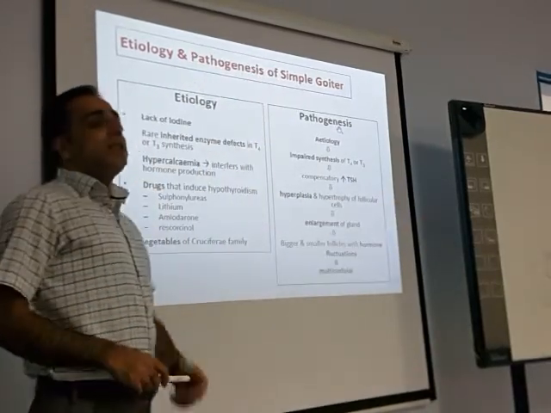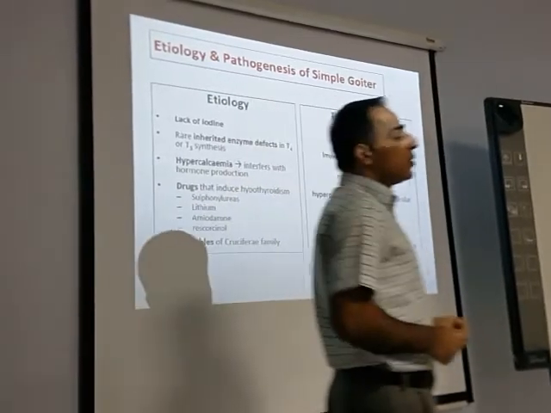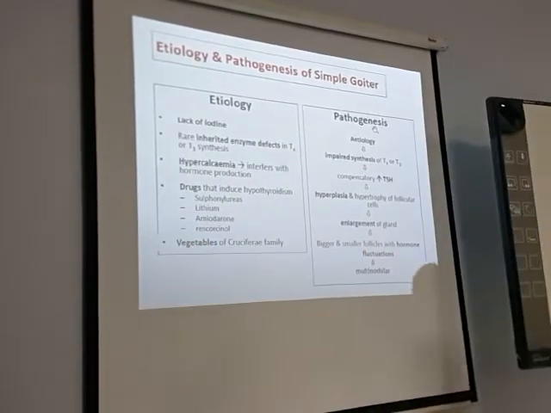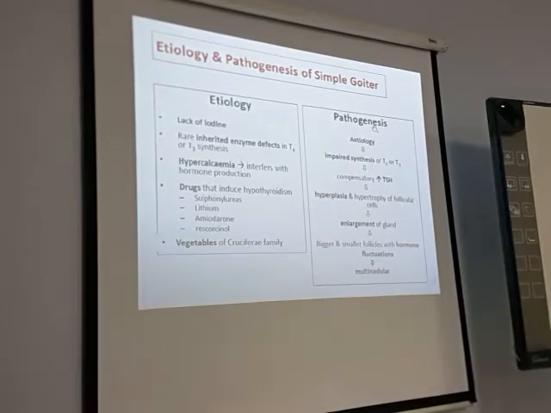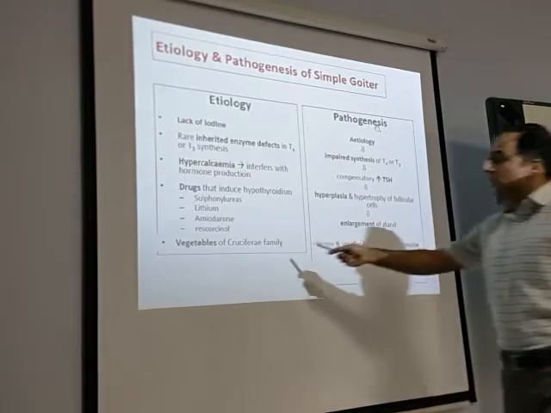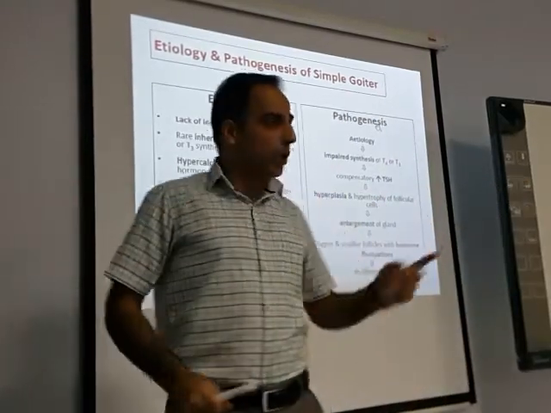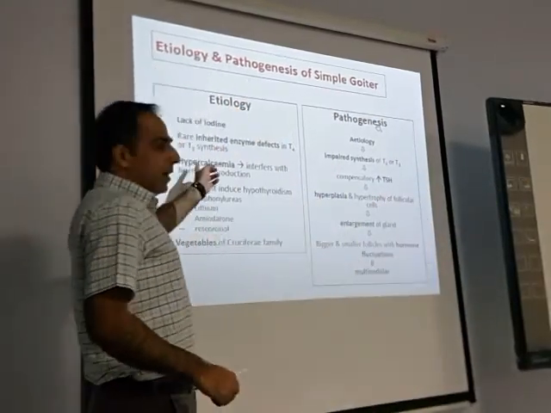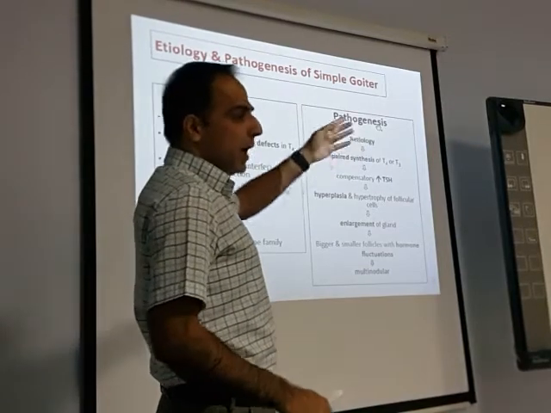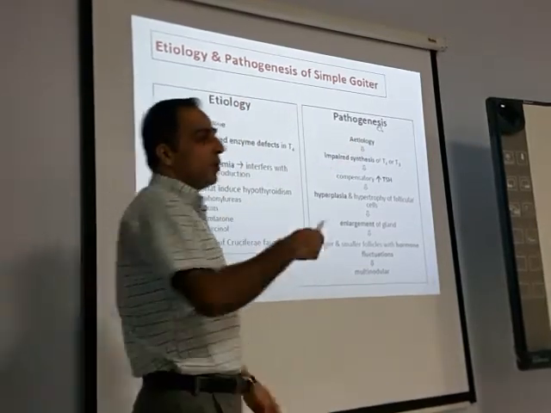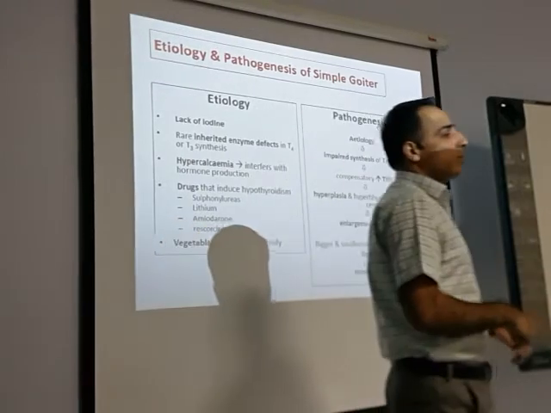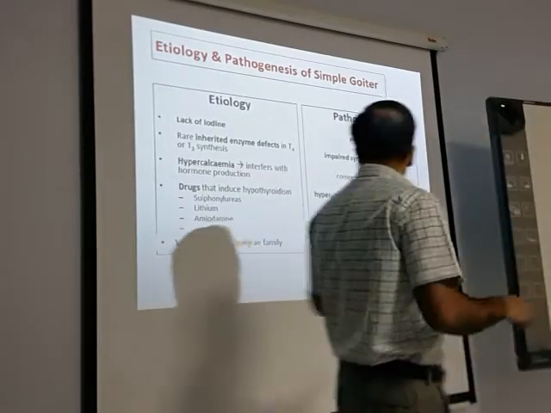And also there are some vegetables belonging to the cruciferous family, like cabbage and cauliflower. They also interfere with the synthesis of the thyroid hormone. So if there is more calcium, it can lead to hypothyroidism. If he is eating more of these vegetables, it can also lead to hypothyroidism. Okay, these are the causes.